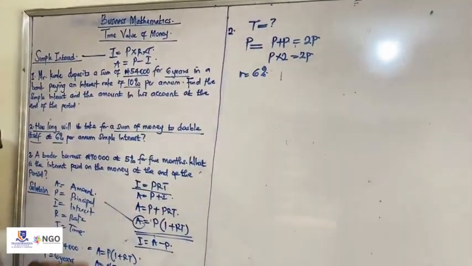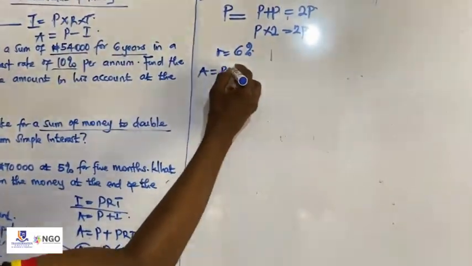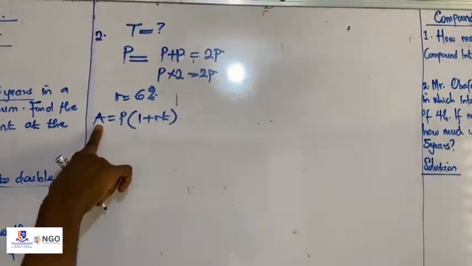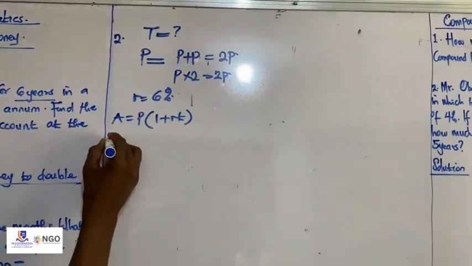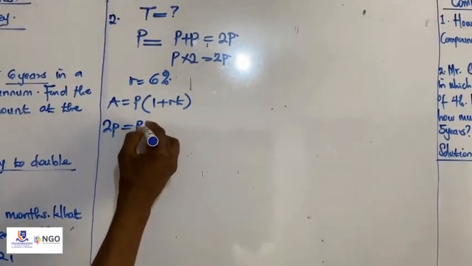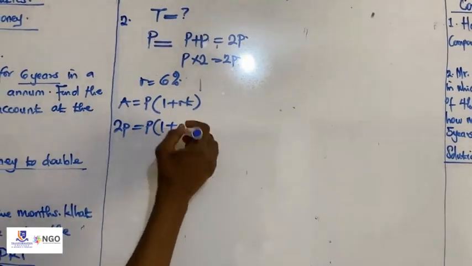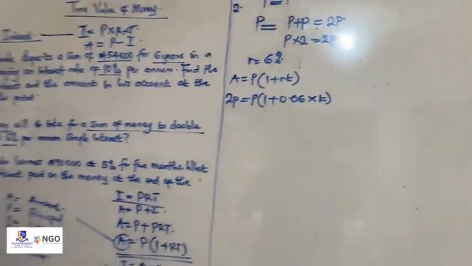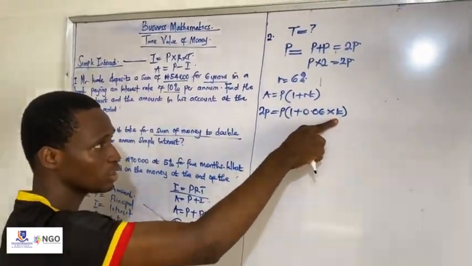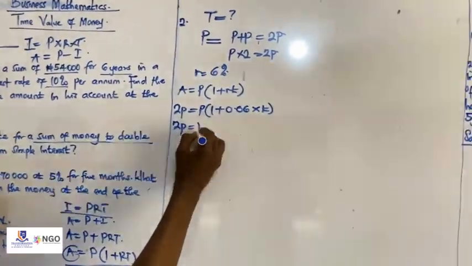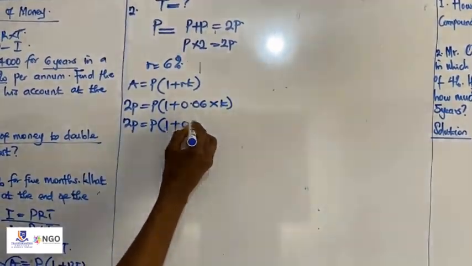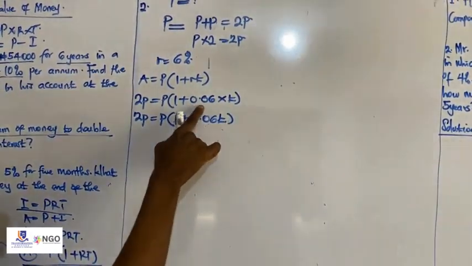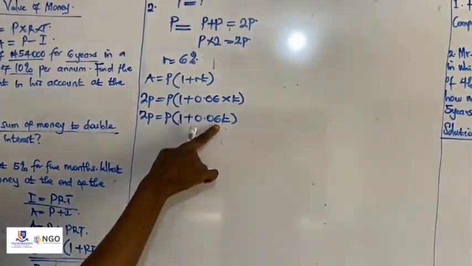Then our interest rate is 6%. So we solve. Remember, A equals P into bracket 1 plus RT is our formula. So our A will be 2P. 2P equals P into bracket 1 plus what is R? 0.06 times T. We don't know our T. T is exactly what we are looking for. So that will be 2P equals P into bracket 1 plus 0.06T.